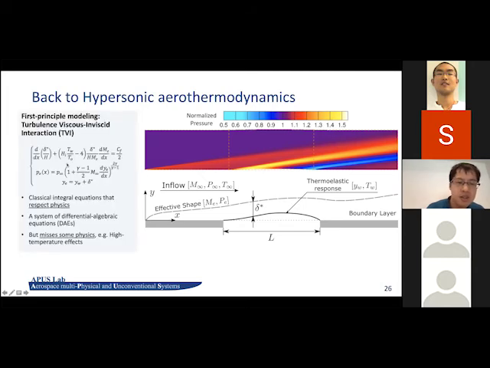And as a result, from about 50 years ago, people already have this model, the turbulence viscous-inviscid interaction model, which is essentially an augmented form of the momentum integral equation for boundary layers. And as you can see, this is a differential algebraic equation, and it captures some of the physics in the flow field, but still misses some details.